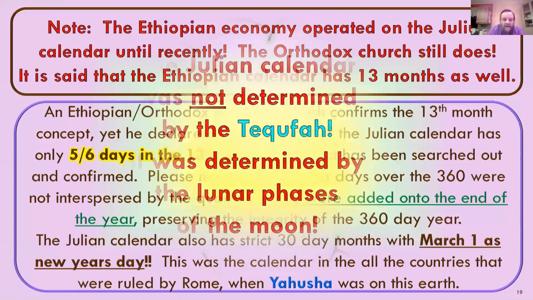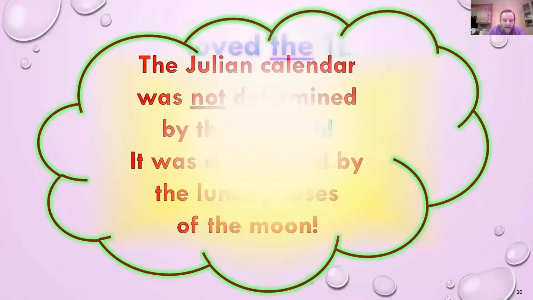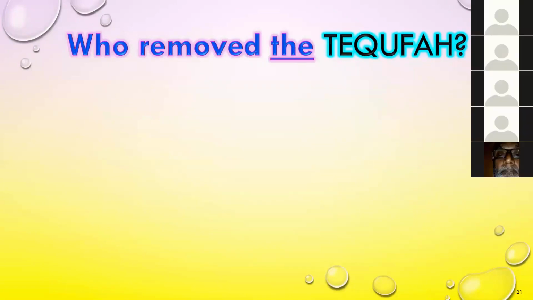The Julian calendar was not determined by the Tequfah. It was determined by the lunar phases of the moon. And remember when I said it was brought forth officially in 45 BC? So when the calendar was determined by the moon, this is the same calendar that was in operation and enforced when Yahusha was on this earth. Something to think about.